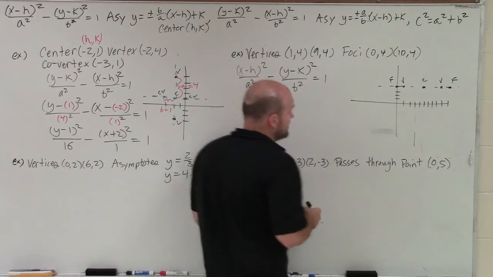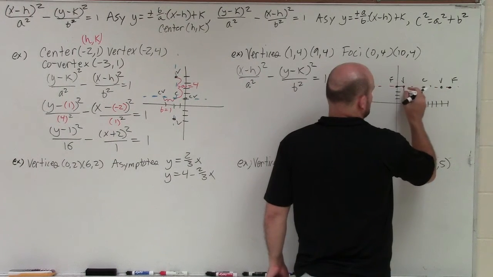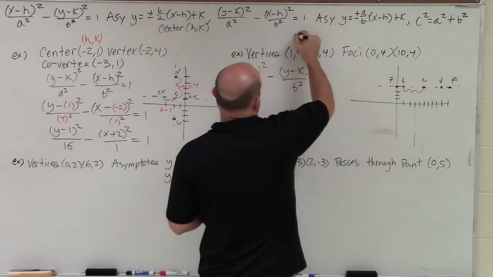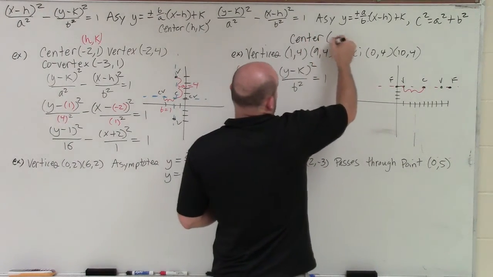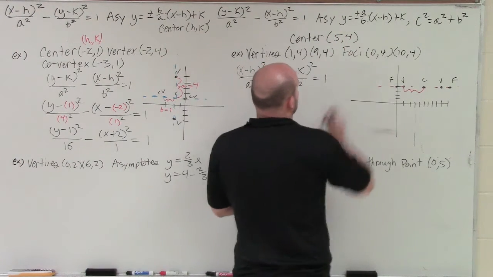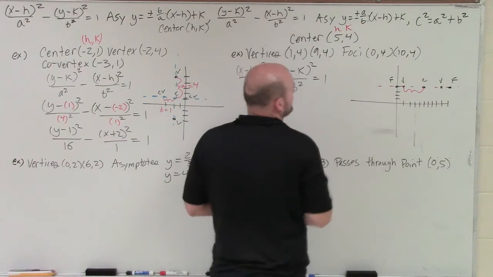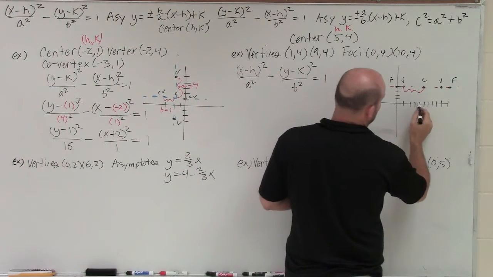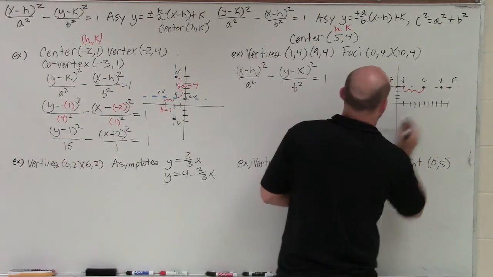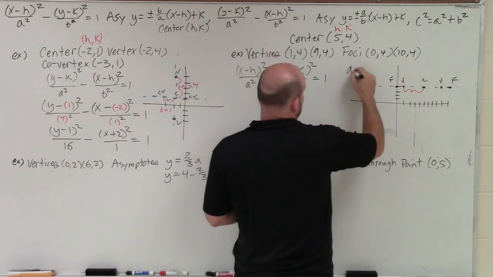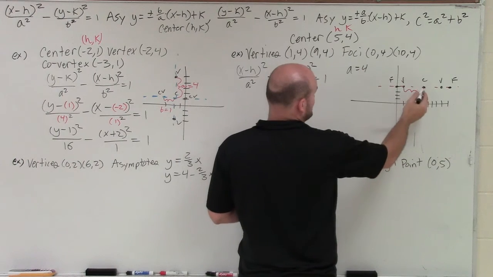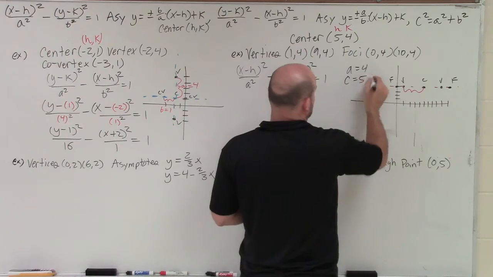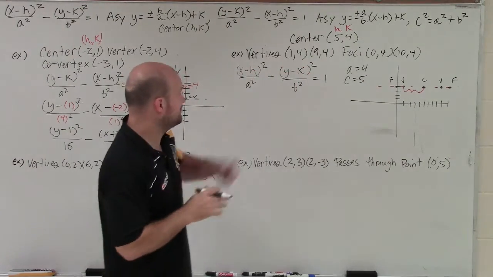OK, so now we know the distance from the center to your vertex is, I'm going to count, or you could just use the, let's write down the center. Center is 5, 4. That's your h, that's your k. So the distance here is going to be 1, 2, 3, 4, 5. Yep, 4. So we could say A is equal to 4. The distance from the center to your foci then is going to be 5. So C equals 5.